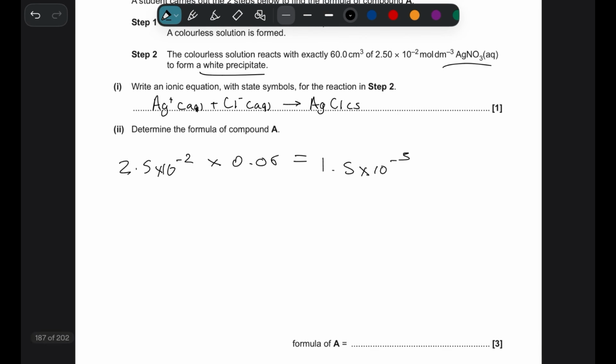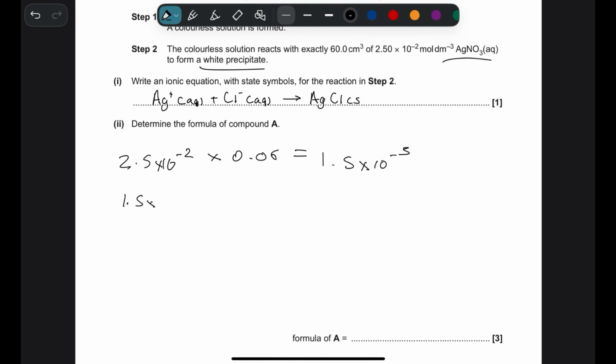We had before it was 5, so I'm going to do my ratio, 1.5 times 10 to the minus 3 and 5 times 10 to the minus 4. If we divide by the smallest value, so I'm going to do the 1.5 times 10 to the minus 3 divided by 5 times 10 to the minus 4, and I'm going to get 3. So it's a 3 to 1 ratio.